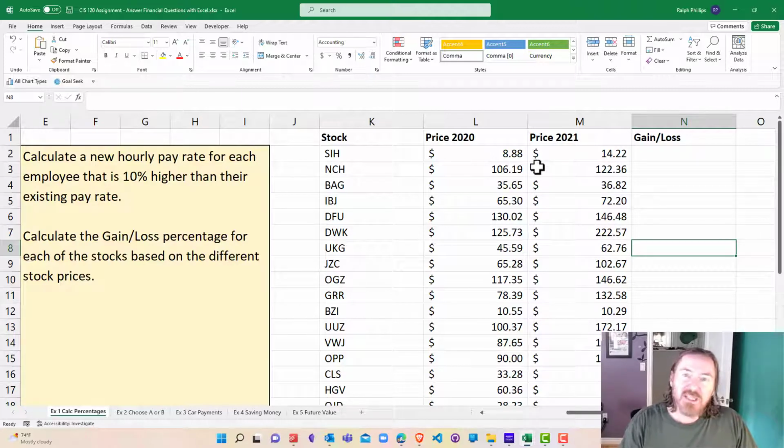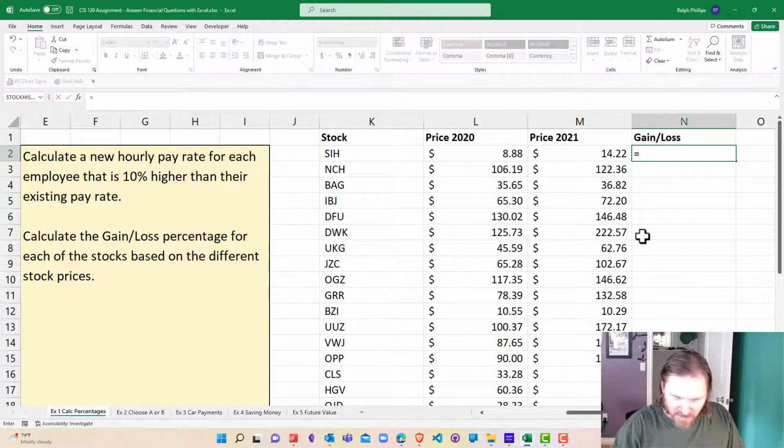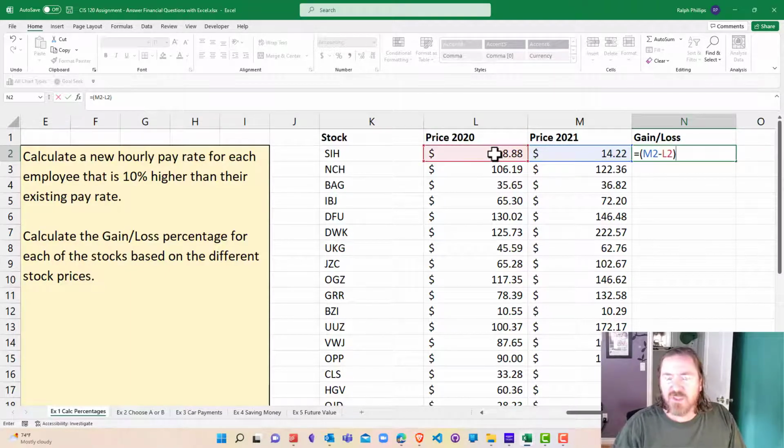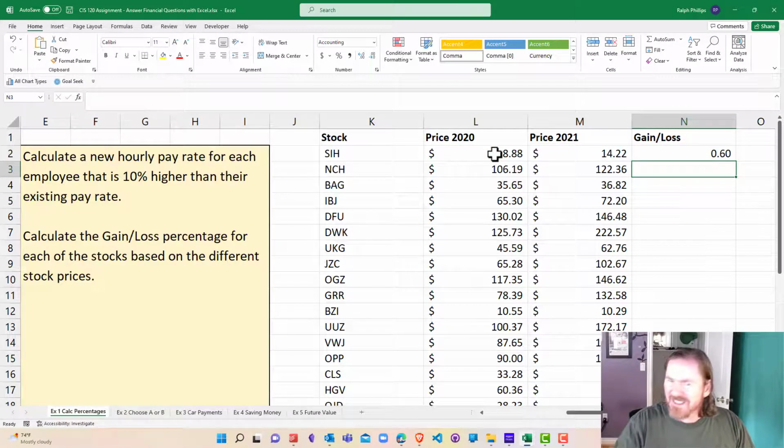Now for something like this, I think the easiest kind of formula to write is new minus the old divided by the old. So I'm going to head over to my first one here in row 2. I'm going to write equals, and I'm going to use parentheses here. The new number, the newest of the two numbers, the new minus the old, closing parentheses, divided by the old. New minus the old divided by the old. And when I press enter, I get something a little bit weird.